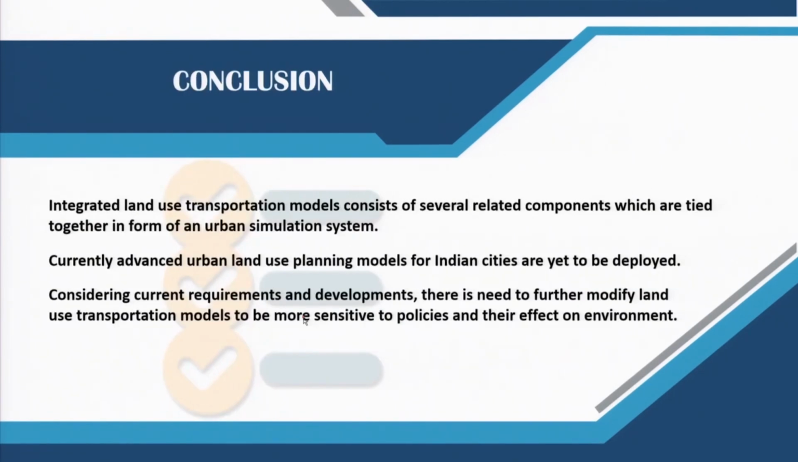So in conclusion, we can say integrated land use transportation models consist of several related components which are tied together in the form of an urban simulation system. And currently, advanced urban land use planning models for Indian cities are yet to be deployed. So we have basic models, which is primarily the transportation part. And considering current requirements and developments, there is a need to further modify land use transportation models to be more sensitive to policies and their effect on the environment.